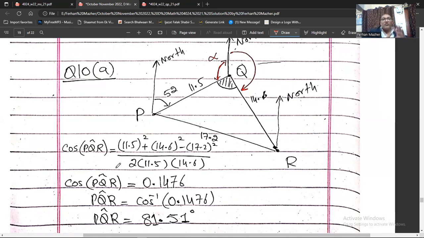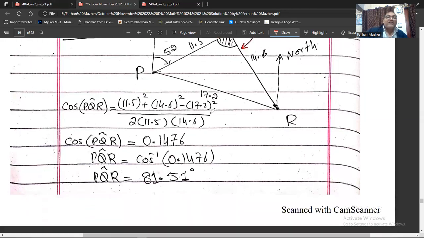How will you enter this in your calculator? Listen carefully. You enter 11.5 squared plus 14.6 squared minus 17.2 squared equals, then divided by 2, divided by 11.5, divided by 14.6, equals, and you will get 0.1476. Then you will shift cos, answer, equals, so you do the cos inverse of 0.1476, and that will be 81.51 degrees. So this angle is 81.51 degrees.